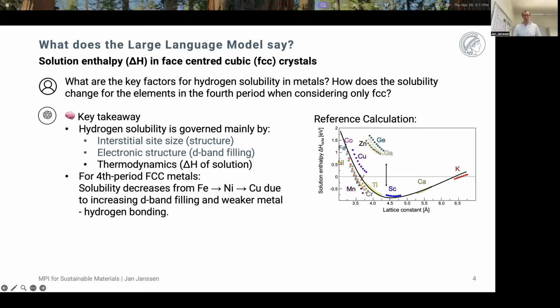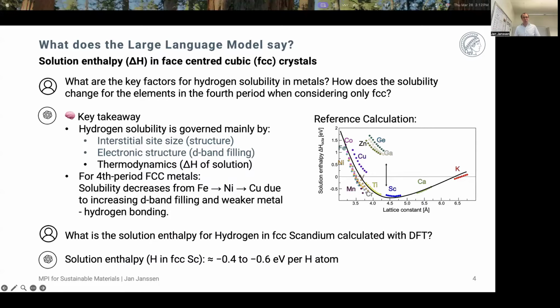And as a third part, it mentioned the thermodynamics, which is something that we didn't consider in this initial high throughput study. And then finally giving the statement that it decreases from iron to nickel to copper due to the increasing D-band filling and weaker metal hydrogen bonding. Right, so already out of the box, these large language models have a very good understanding of the general trends, the qualitative understanding of materials science.